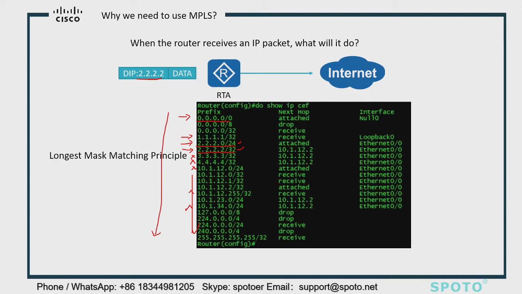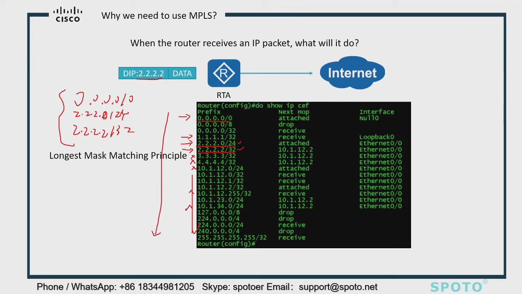So when we finish this step, we find we have 3 different routing entries that can match the destination IP address. The first one is 0.0.0.0, with the mask length 0. The second one is 2.2.2.2 with the mask length 24. And the third one is 2.2.2.2 with the mask length 32. These 3 entries can match the destination IP address. But the question is, which one will the router forward according to? This is our question.